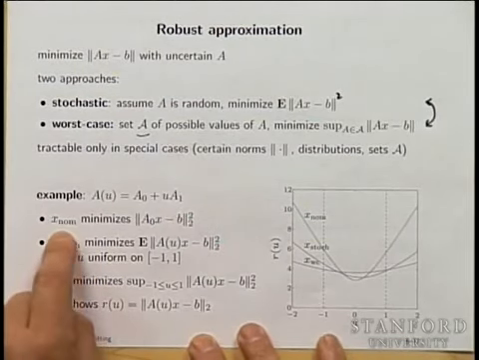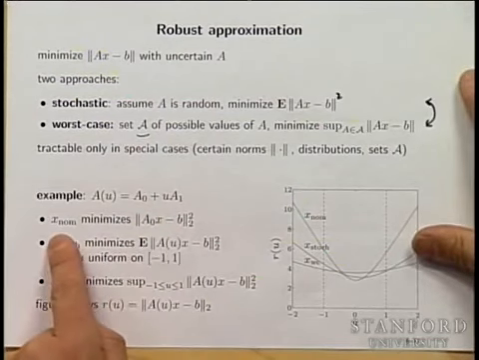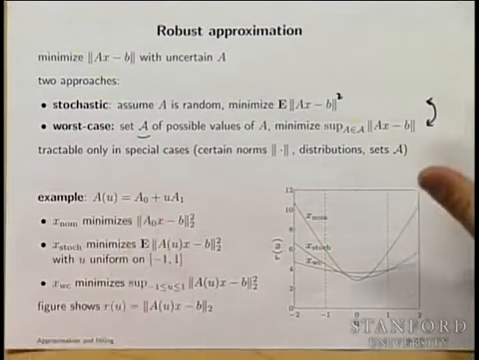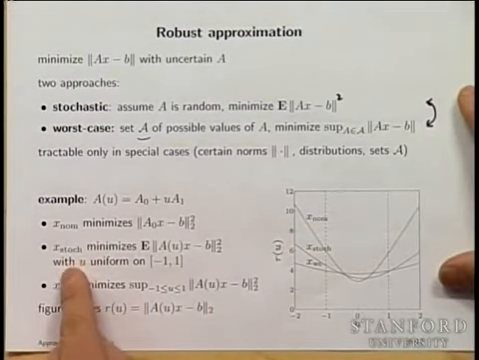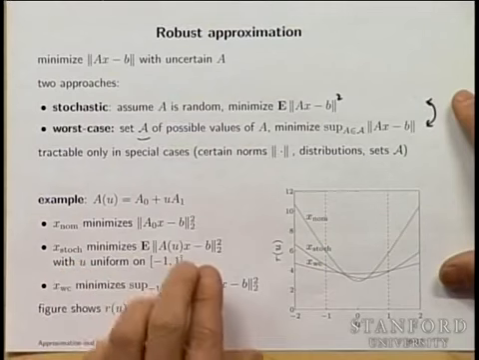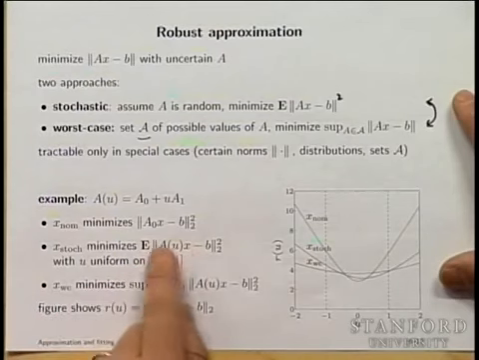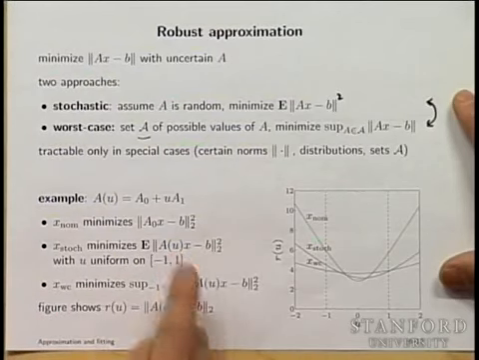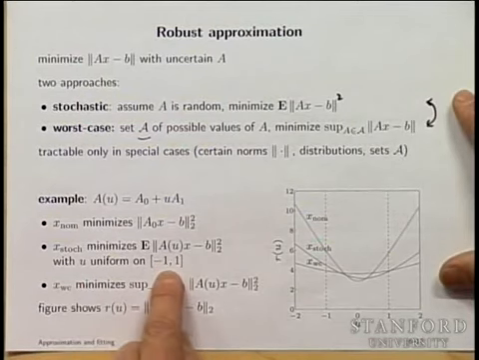If I just ignore it, A0 is what happens if u equals 0. That's the nominal value. And I just minimize norm Ax minus b. I just do least squares here. That gives me x nominal. You can easily work out what this is. It's actually a regularization problem. But x stoch minimizes the expected value of the norm squared here, and that's with a uniform distribution on minus 1, 1.